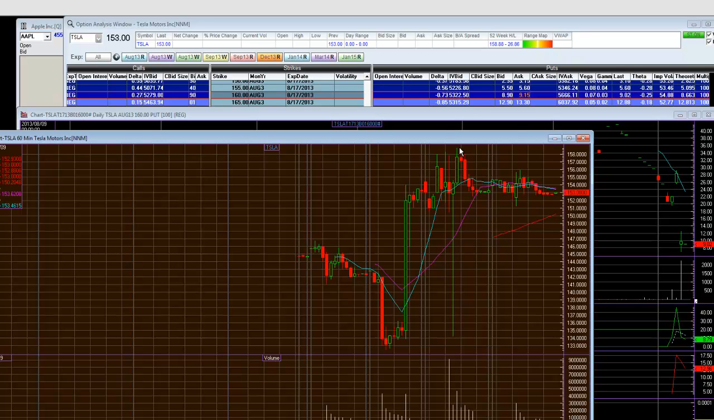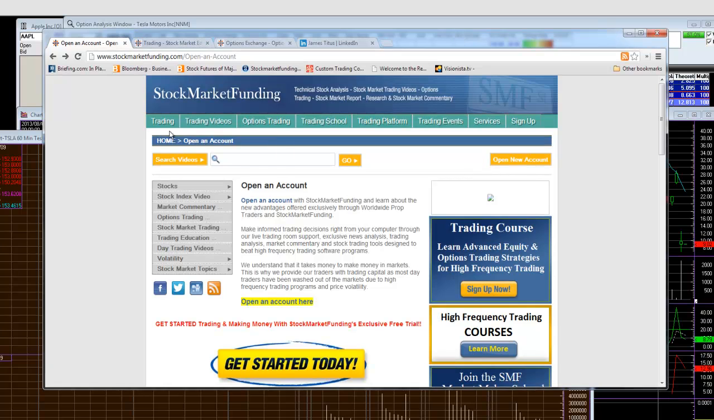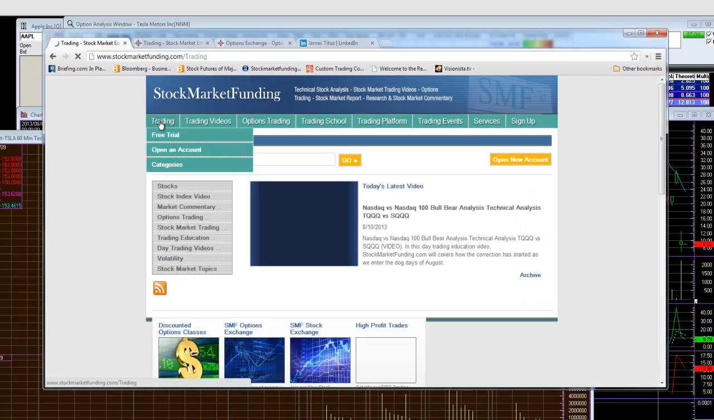Once again, MMTs, it's been a privilege to let you know that we will continue to trade Tesla on a daily level and a market maker capacity level. What does that mean? It means the following. If you go back to the stock market funding website, go to the home page. That's where we're going to go.